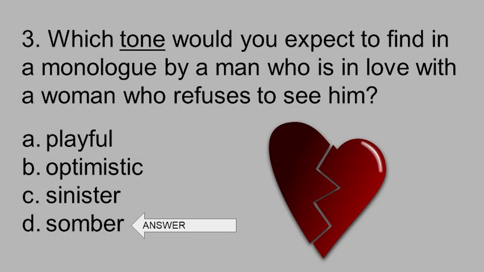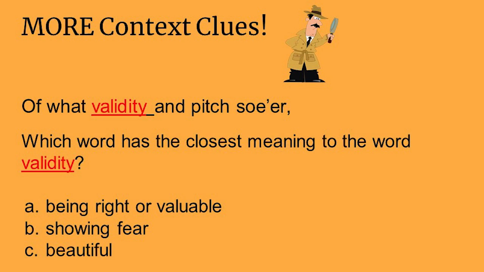Okay, so if you and your family or your friends decided that the tone would be D, somber, you are correct. He would clearly be somber because she is refusing to see him and his heart is breaking. So he would be very sad. Okay, so let's take a look at another example of context clues.